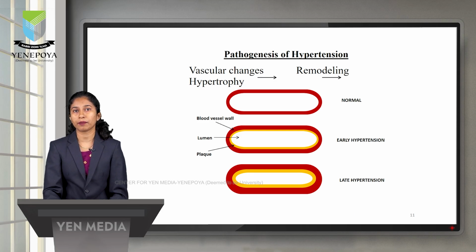Coming to early hypertension, plaque starts forming in the inner wall of the blood vessel, therefore the blood vessel wall becomes slightly thick, the lumen or the inside space becomes slightly narrower, the blood flow becomes difficult, therefore the blood pressure starts increasing. And in late hypertension, the blood vessel walls become very thick and hard, that is called hypertrophy, and the lumen becomes very narrow, the blood flow becomes difficult, therefore BP becomes very high.